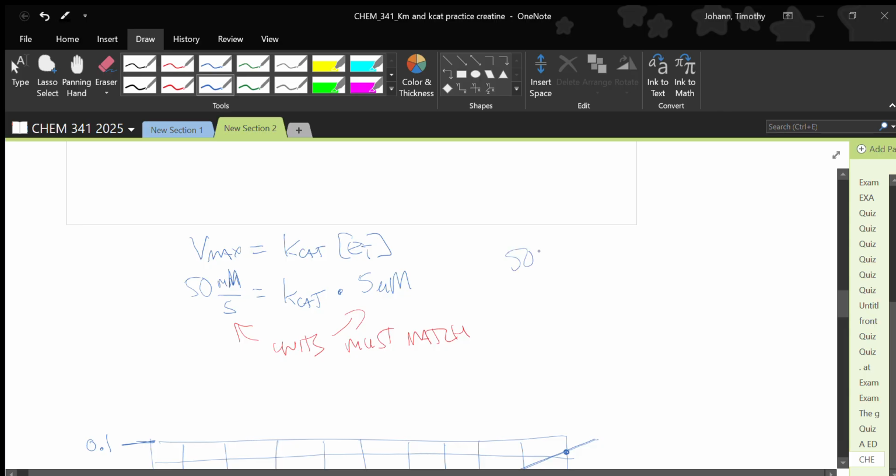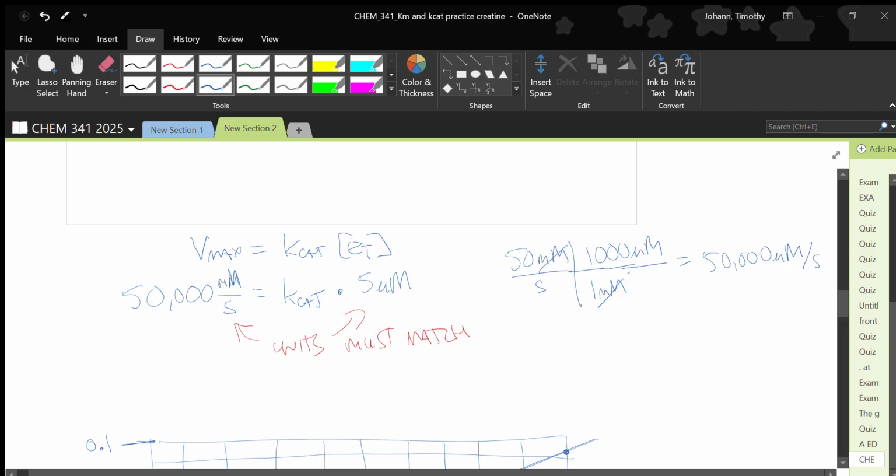So if I have 50 millimolar per second, in 1 millimolar I have 1,000 micromolar. Okay. Millimolar cancels with millimolar, and I'm going to end up with 50,000 micromolar per second. All right, so then I can come back over here and change this into 50,000.